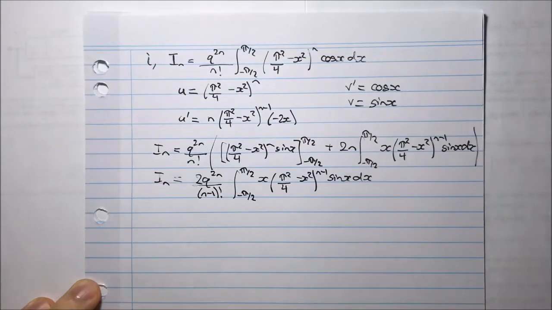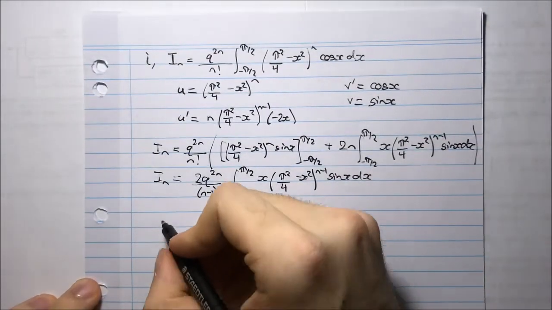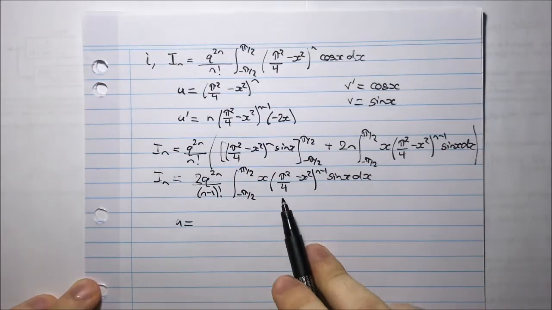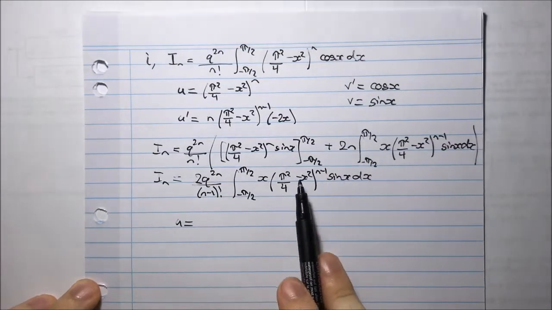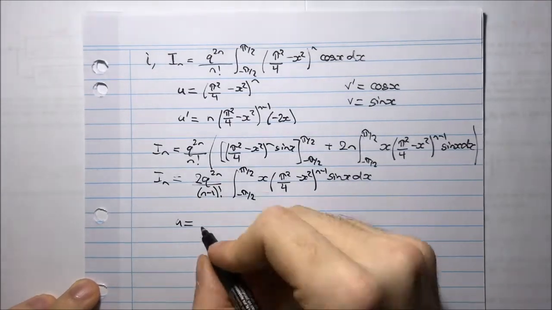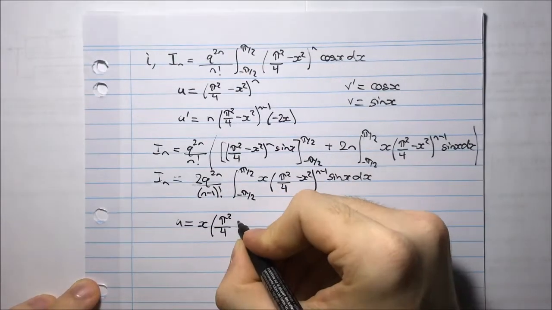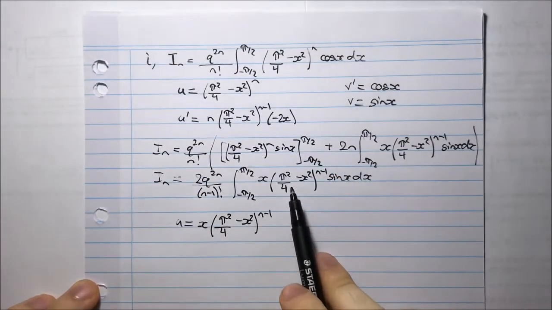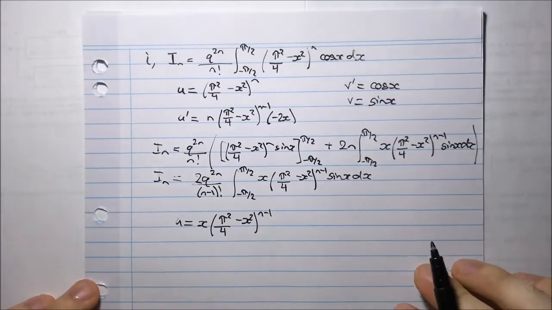Now the question was nice enough to tell me I need to use it twice. So once again, I'm going to choose my u and my v dash. So my u is going to be this algebraic expression, x times pi squared on 4 minus x squared to the n minus 1. Because I really can't integrate this, even if I wanted to choose this as my v dash, I don't really know what the derivative of it is.